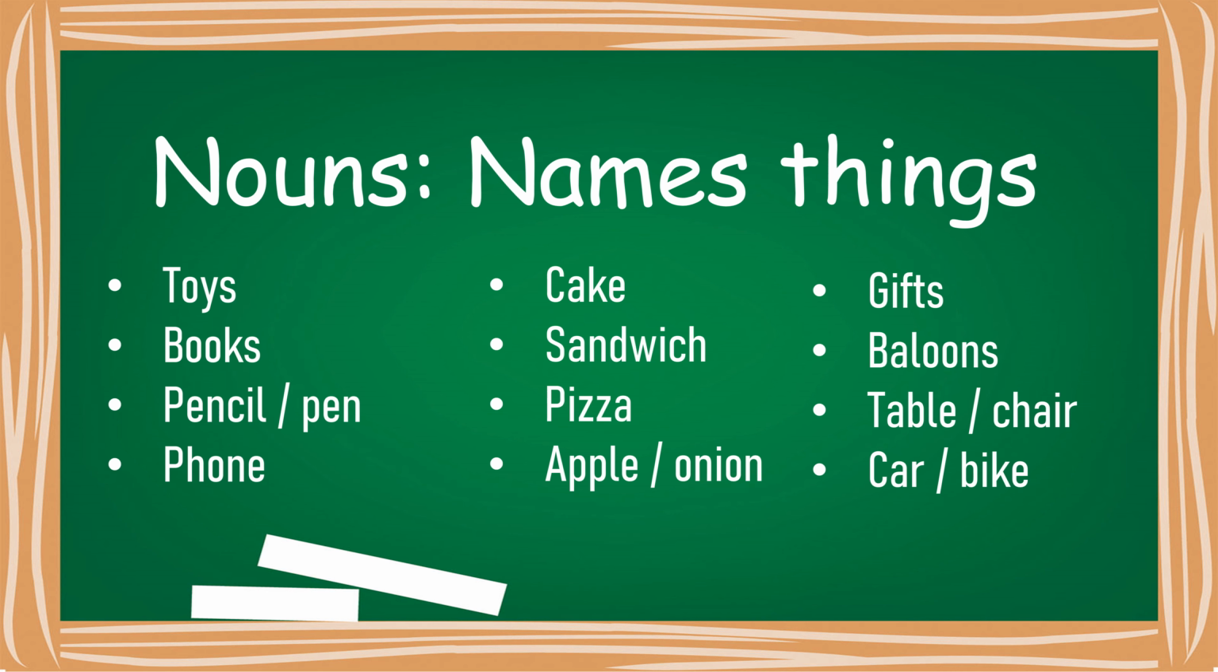Let's summarize the names of things. Toys, books, pencil, pen, phone, all these are things which you use. Cake, sandwich, pizza, apple, onion, all these are things which you eat. These are things. Next, gifts, balloons, table, chair, car, bike. All these are things which you use to play, or you use to write, to sit, to go from one place to another. All these are things.